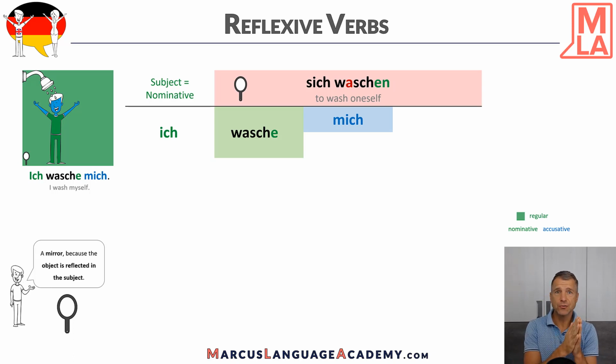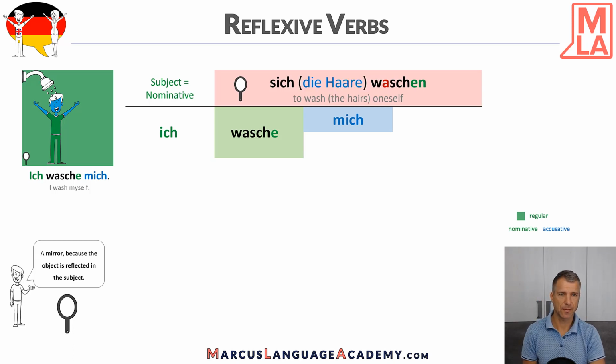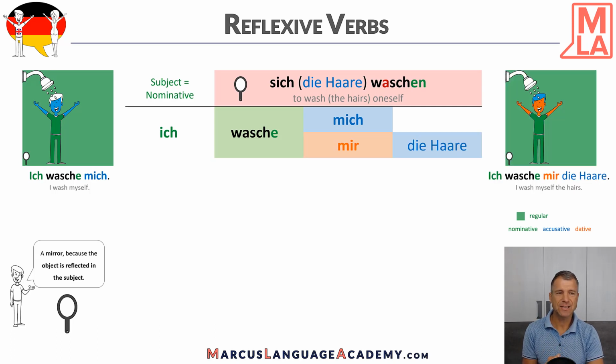So like you see, I use symbols and colors. In the image you have the green background because waschen here is regular, and the green color is for nominative and the blue one is for accusative. But remember, in this moment it's reflexive because it's the same person. But it could change a little bit when we add more information. For example, ich wasche mir die Haare. Now it's still reflexive, ich and mir is the same person, but die Haare is now accusative and mir is in dative case, therefore it's orange.